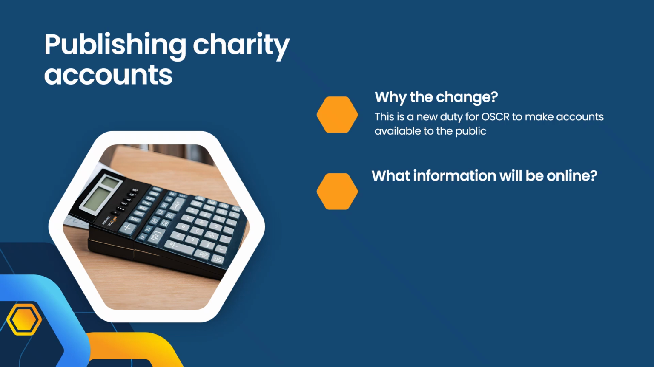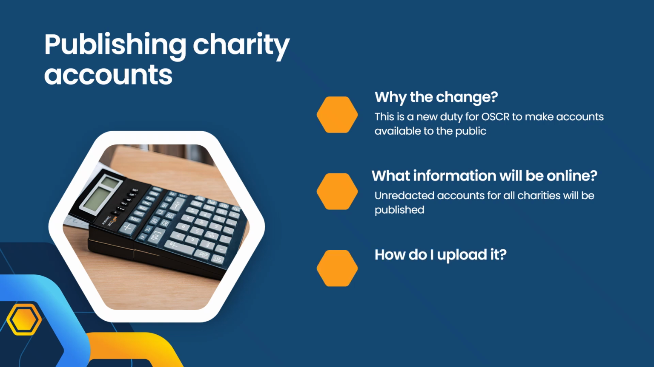The information that is shared will be different, as in the past, Oscar would redact specific things, like trustees' names. But now they're going to ask you to upload a PDF version of your accounts. This will mean you have to redact it yourself. Things like your signature can be digitally uploaded and won't have to be wet signed as they were in the past.